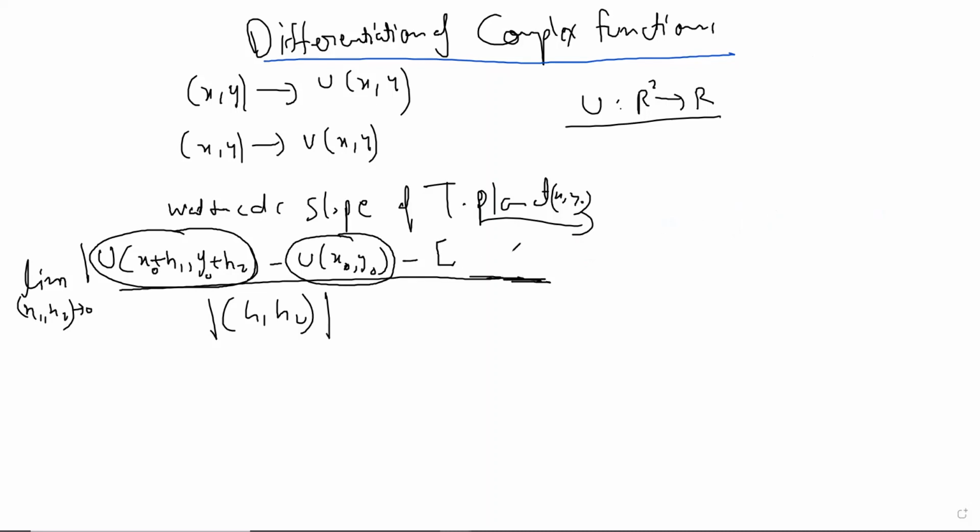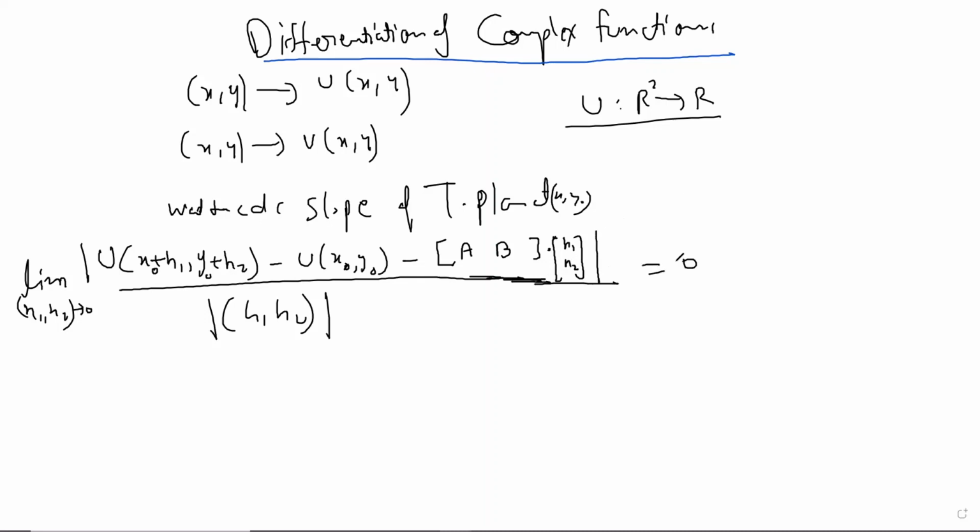So the definition would be that you need a matrix. Here it's just 2 by 1, so it's just a row vector. You need a matrix, and this is the dot product. Now everything here is a number, so all the quantities are the same. So there's no dimension analysis. So the definition is this.